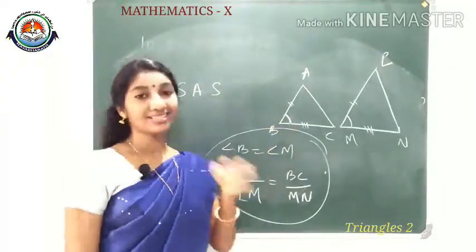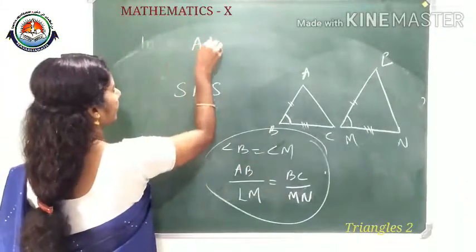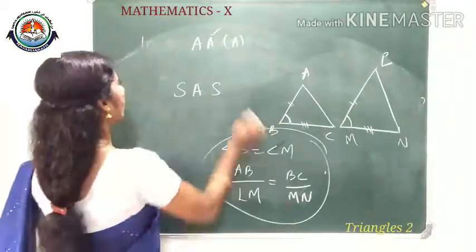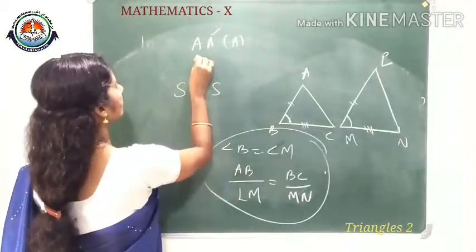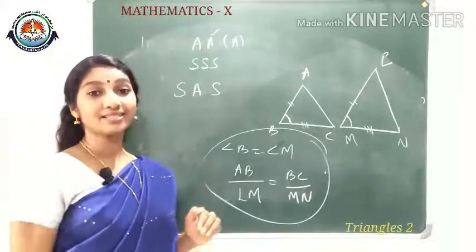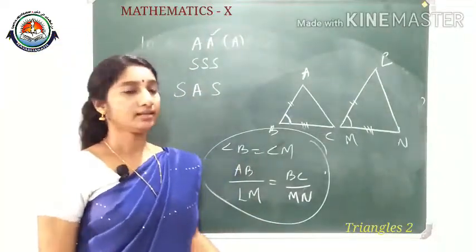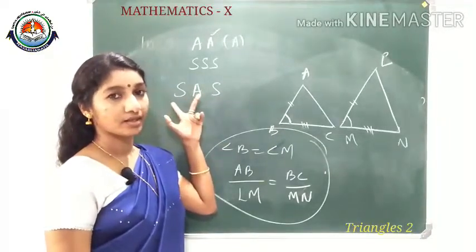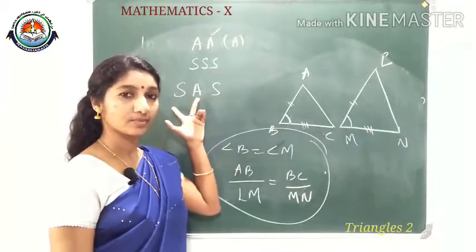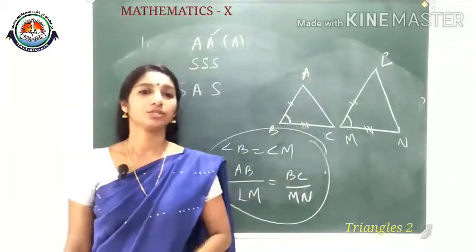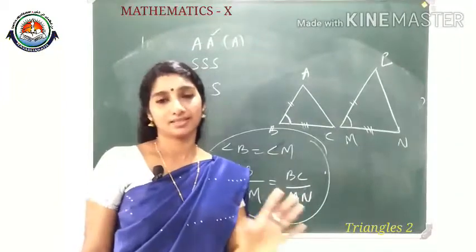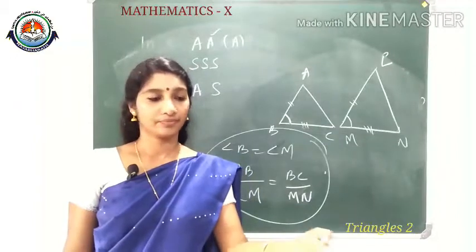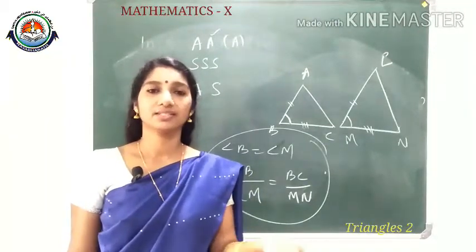Clear? So which are these three criteria? AA criteria or AAA criteria: two angles are enough, because if two angles are equal, automatically the three angles will be equal. SSS criteria: the ratios of the three sides are equal. And SAS criteria: one angle and the two sides including that angle, their corresponding sides' ratios are equal. Then we can say that two triangles are similar. So by using these three criteria, when two triangles are given, we will be able to check whether they are similar or not.